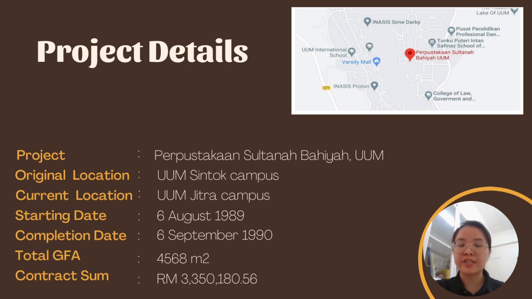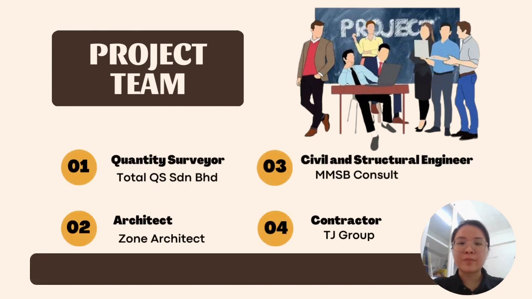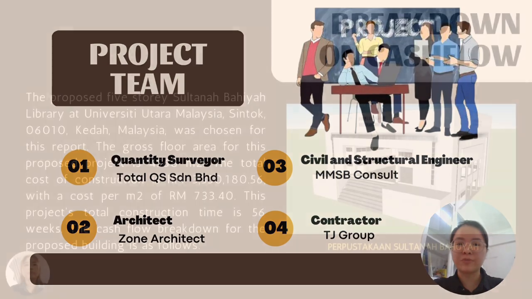Its original location is UUM Sintok campus and its current location is UUM Jitra campus. This project commenced on 6th of August 1989 and its completion date is 6th of September 1990. Its ground floor area is 4,568 meters square. The whole project cost 3 million and above. The project team includes quantity surveyor from Total QS Sdn Berhad, architect from Zone Architect, civil and structural engineer from MMSB Consult, as well as contractor from TJ Group.